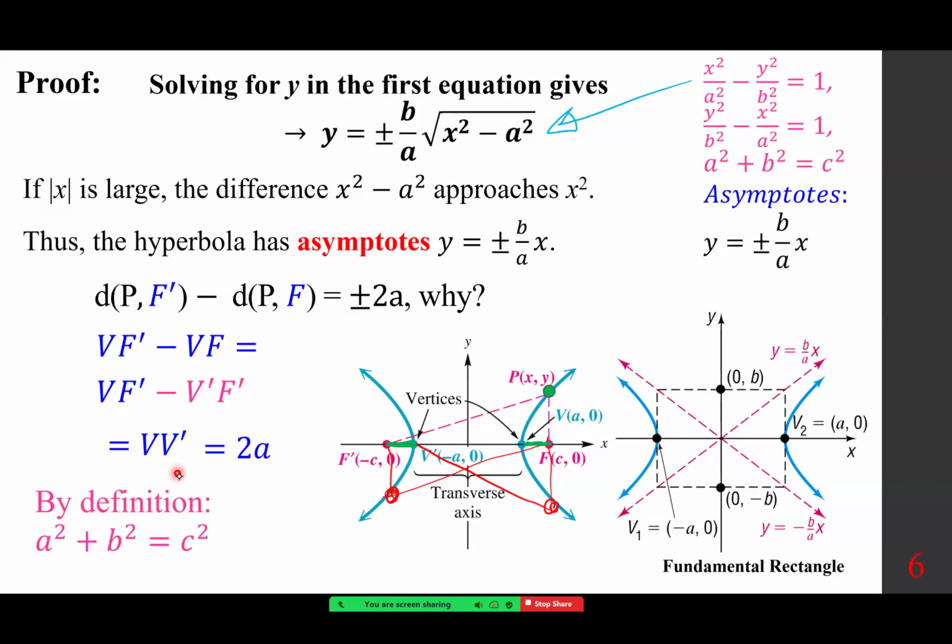And as I mentioned, a squared plus b squared follows the Pythagorean theorem. C is always larger than both a and b. This distance is a, and it may be easier to see. This distance is a, this distance is b, and f is somewhere here. This distance is c, which is larger than both a and b.